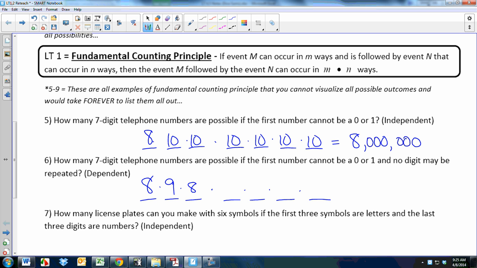Yeah, now you got it. 8, 7, 6, 5, 4. And the answer you get when you multiply those is 483,840. You can see why these are examples where you've got to just trust the method. Are you going to list out all 483,840 telephone numbers? No. So you have to trust it.